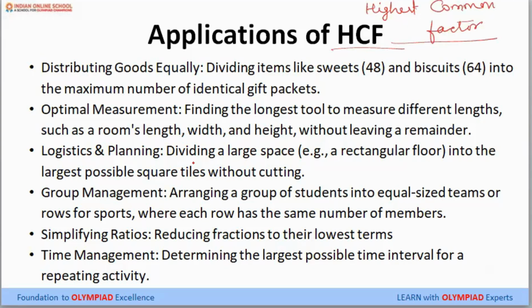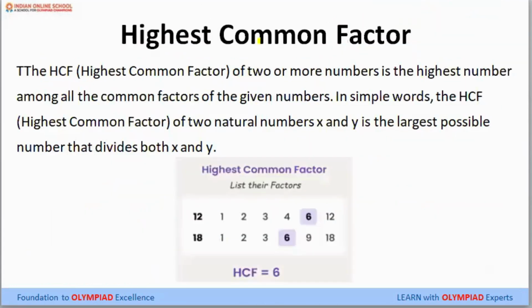And where can we use HCF? Suppose you have so many candies with you, and you want to distribute all those candies among your friends. You need to figure out what is the maximum number that you can give to your friends so everybody can get an equal number of candies. For that, we can use the method of HCF, the highest common factor. Understood, everyone?